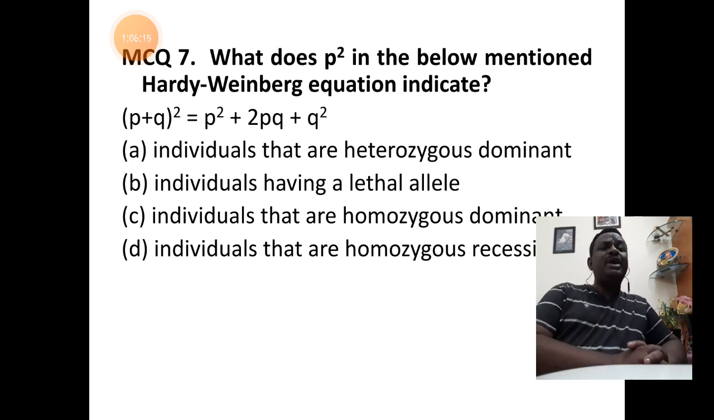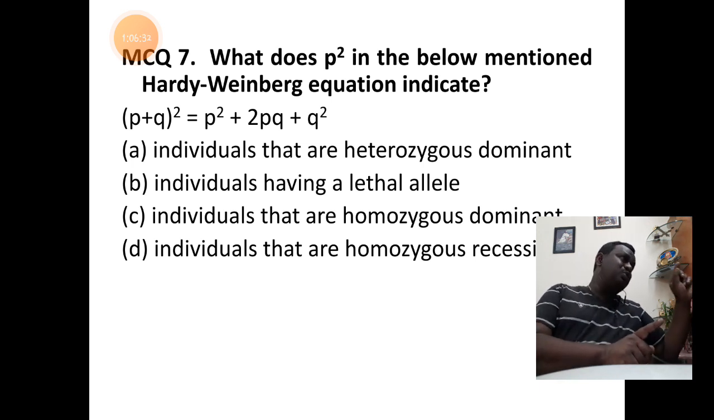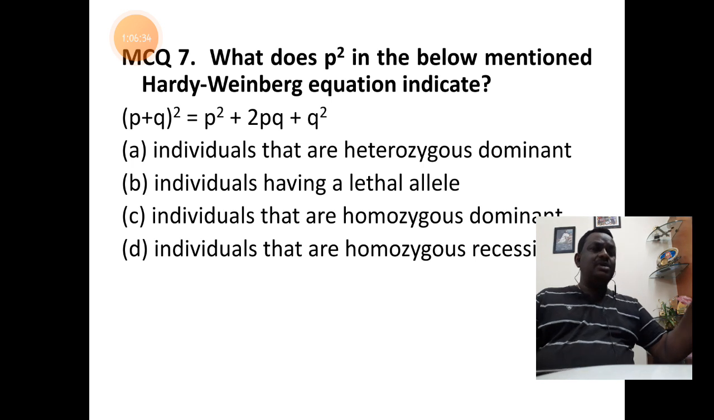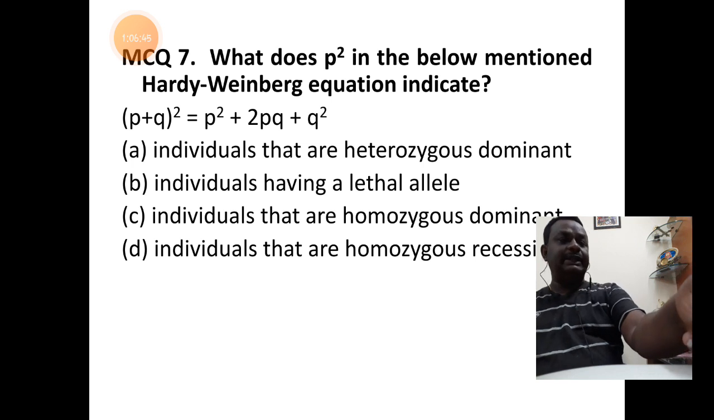What does p square in the below mentioned Hardy-Weinberg principle equation indicate? So Hardy-Weinberg law is p plus q, that is allelic frequency, is equal to genotypic frequency. That is equal to p square plus 2pq plus q square. That is equal to 1. That is Hardy-Weinberg law. So what does p square here indicate? They are asking. So it is the individuals with homozygous dominant. So answer is C.